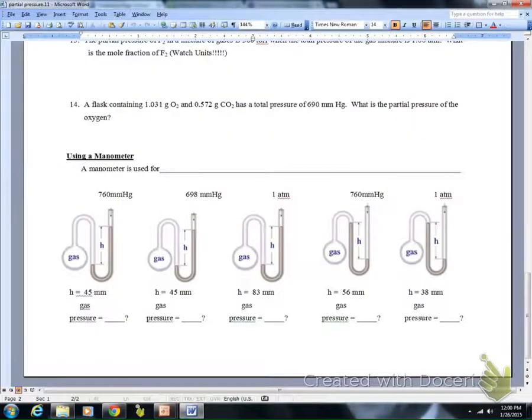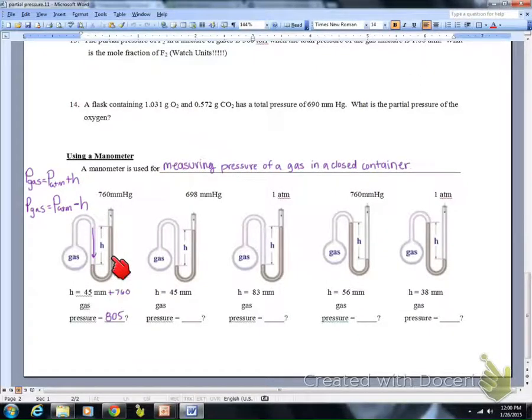Let's go down and talk about a manometer again. A manometer, remember, is used to measure the pressure of a gas in a closed container. And so remember our pressure, we are either going to add or subtract the height h. If we add the height h, we're looking at the pressure inside the container being more than the pressure outside. So it would be this gas forcing the liquid inside the container out.